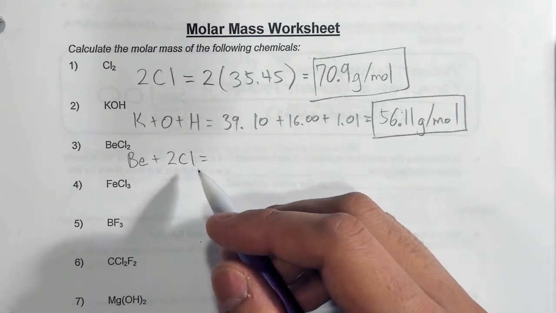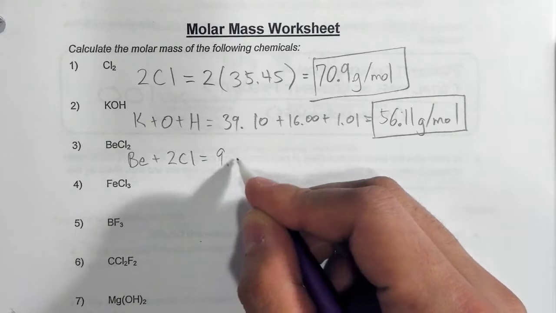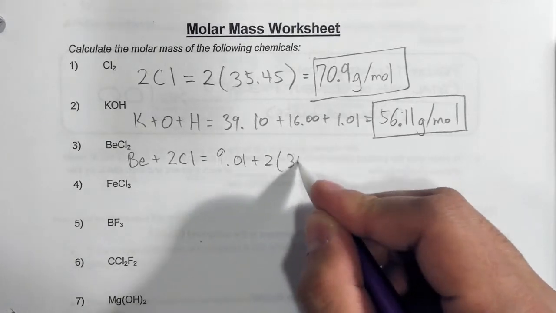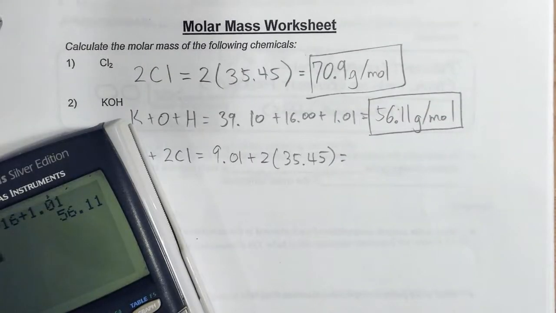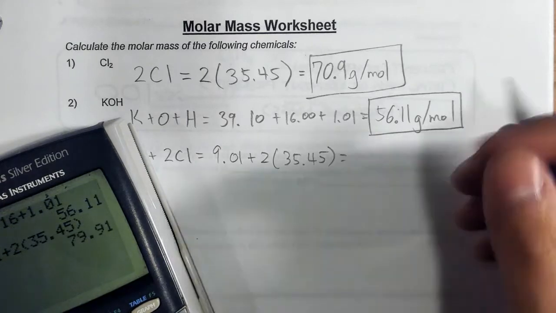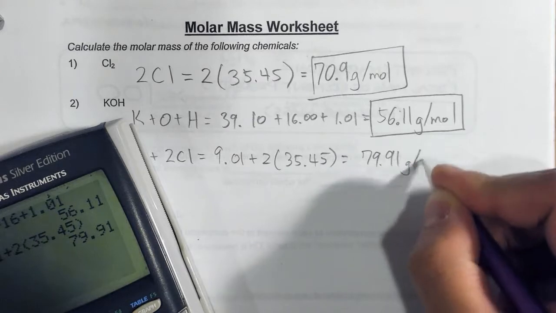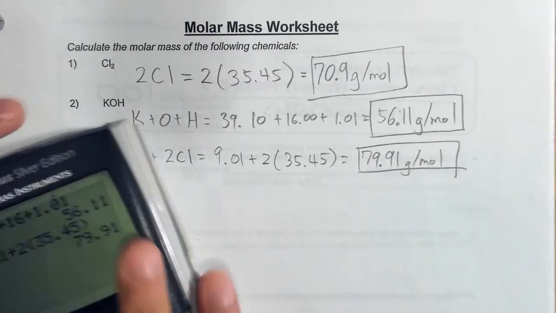Alright, so let's see, Be is beryllium. Beryllium is 9.01, plus 2 times chlorine. Chlorine is 35.45. So that's 9.01 plus 2 times 35.45. That would give you 79.91 grams per mole. Simple as that.